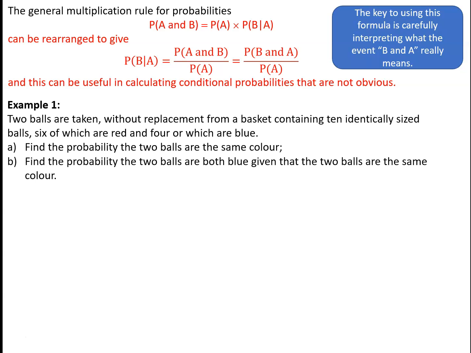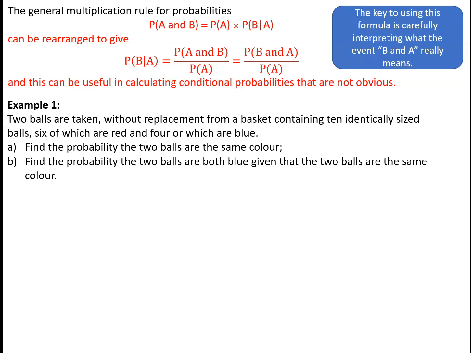So 2 balls are taken without replacement from a basket containing 10 identically sized balls, 6 of which are coloured red and 4 of which are coloured blue. Find the probability that the 2 balls drawn are the same colour. Find the probability the 2 balls are both blue, given that the 2 balls obtained are the same colour.